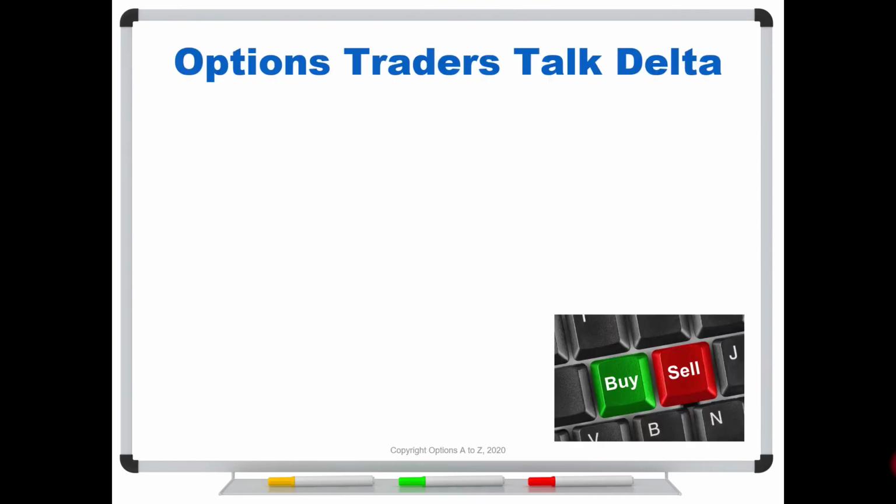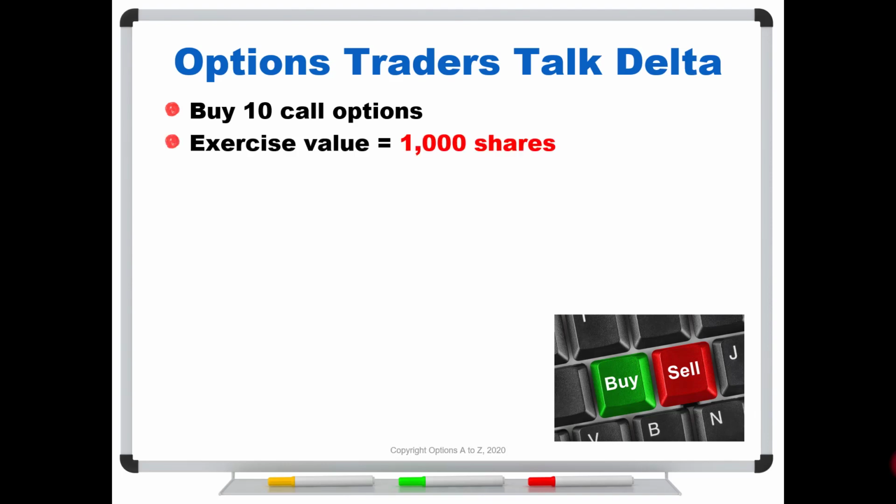And that's why options traders talk about deltas. So let's say that you buy 10 call options. Yes, you might say that your exercise value is 1,000 shares. If you exercise all 10 contracts, you will be long 1,000 shares. It's just what we call the total exercise value. And this is, again, what kind of throws the new traders. They'll say, well, how come we can't say that we have 1,000 shares? Or that my exposure is 1,000 shares, because that's ultimately what I'm controlling.